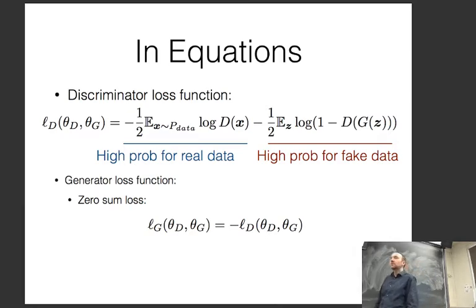Do people know about the idea of a zero-sum game from economics or game theory? A zero-sum game is like when you go into a casino and you start spending money and gambling. Either you win or the casino wins. Either your money goes to the casino or the casino's money goes to you. And if you add them together, you get zero. So that's called a zero-sum game in game theory or economics. The idea behind the zero-sum loss is your generator loss is the opposite of your discriminator loss. So either your generator wins or your discriminator wins.